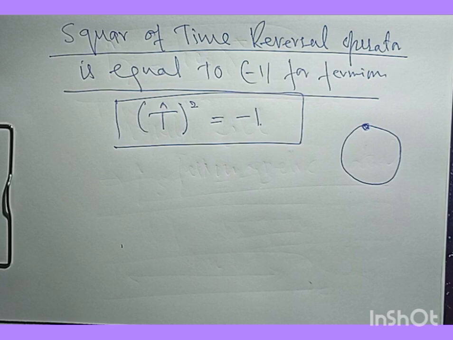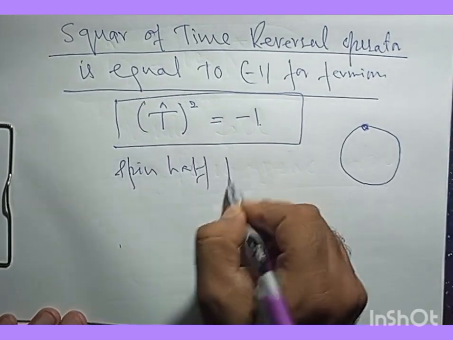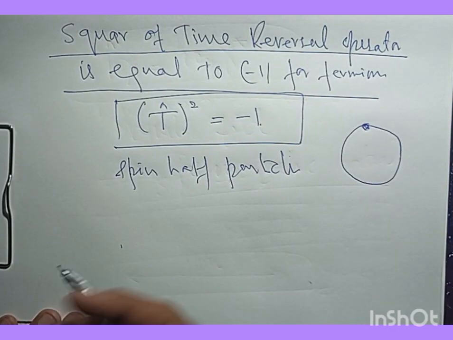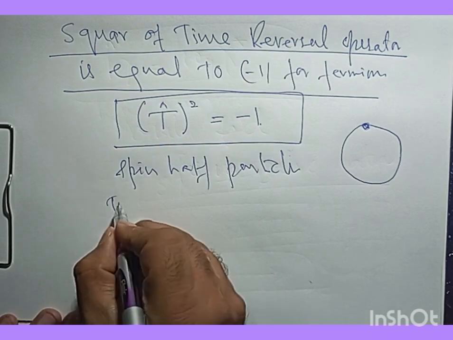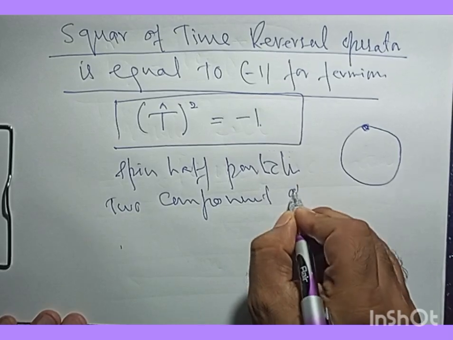This is the right way to translate the square of the time reversal operator. Now we would like to prove this for the systems whose spins are half. Assume that we have spin half particles, which we call fermions, and to be precise, let it be an electron, and the state of this particle is described by two-component spinors.